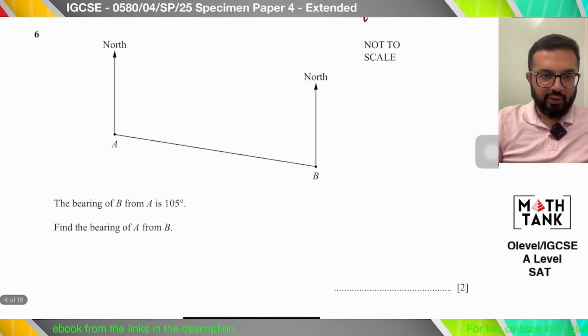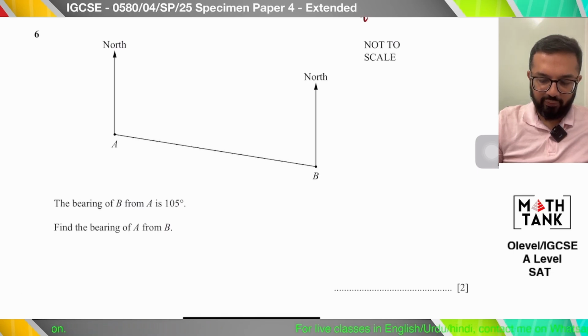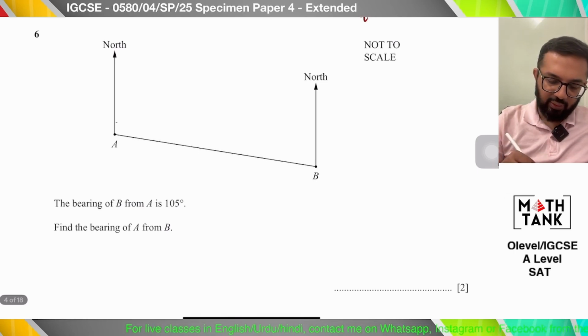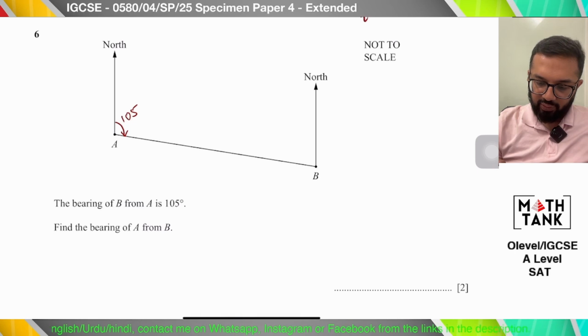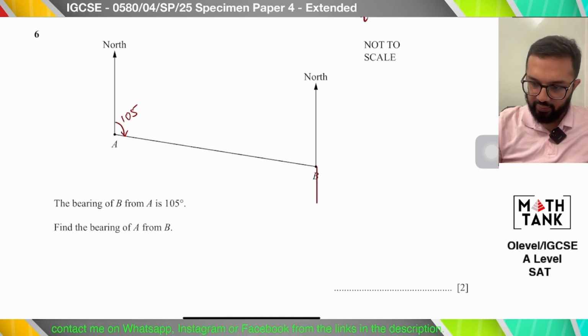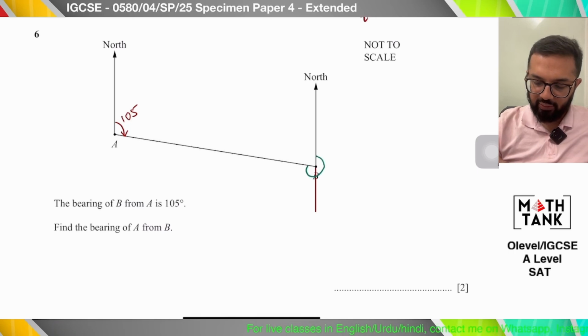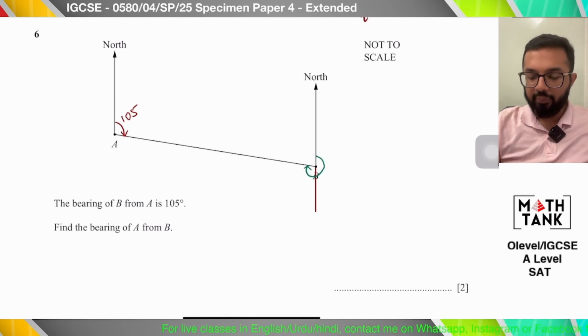Then question number 6 says the bearing of B from A is 105 degrees. Find the bearing of A from B. So you need a north at B. This bearing is 105, so I've marked this as 105. I'm going to need an axis on B. What I am trying to measure now is the bearing of A from B. I'm trying to measure this angle. Now, how much would this entire angle be?